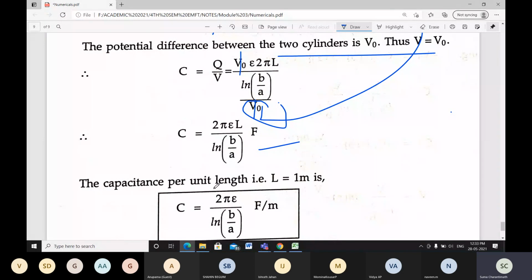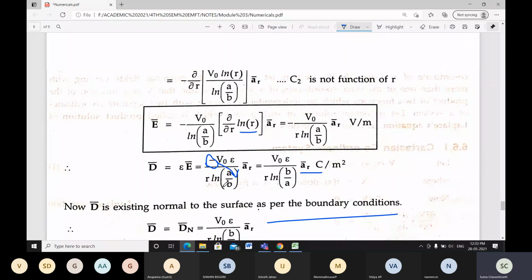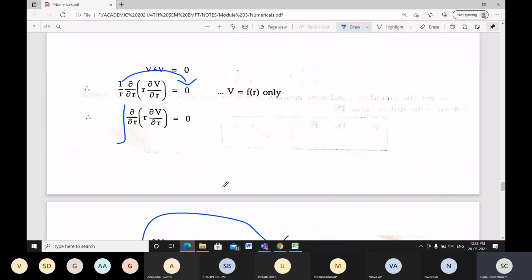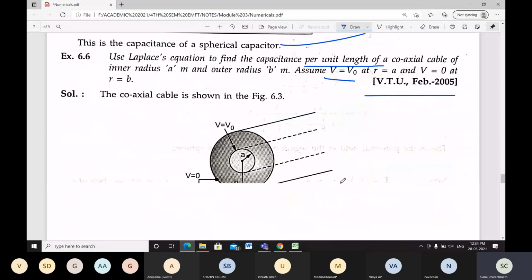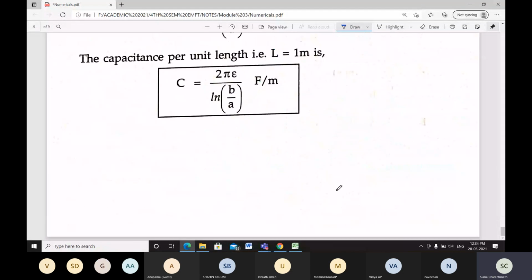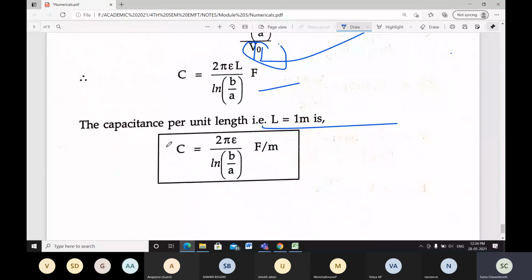Then the capacitance per unit length. In the question it is given per unit length, so here the L value is going to be 1. So the capacitance is going to be C equals 2 pi epsilon divided by ln(b/a) farads per meter. This is the problem.